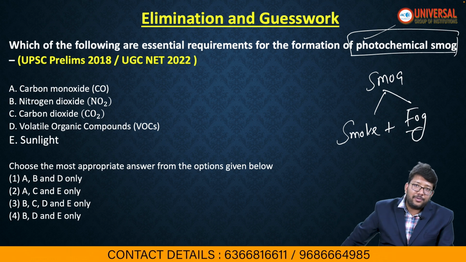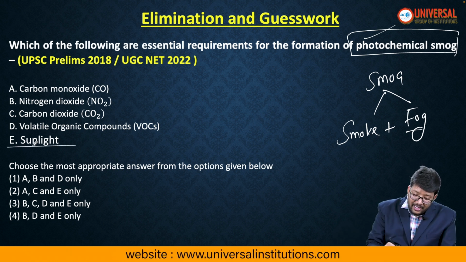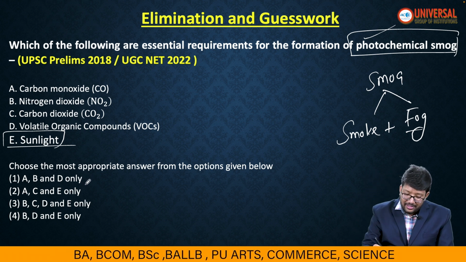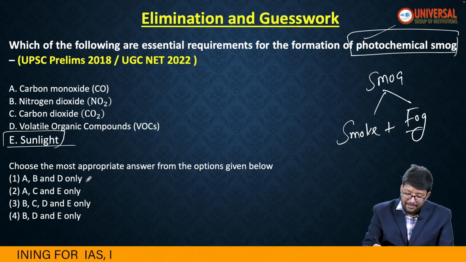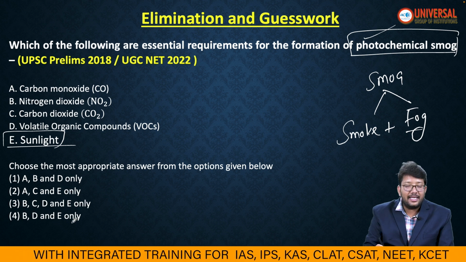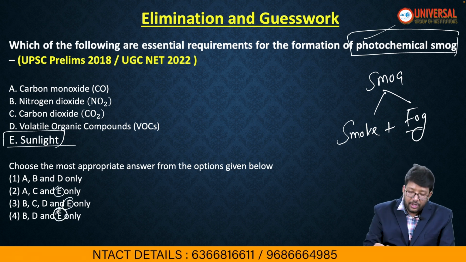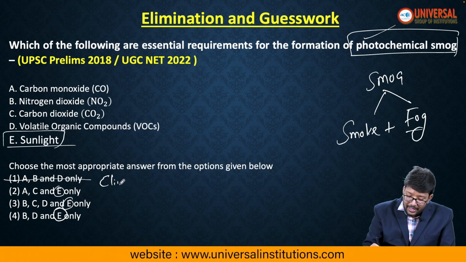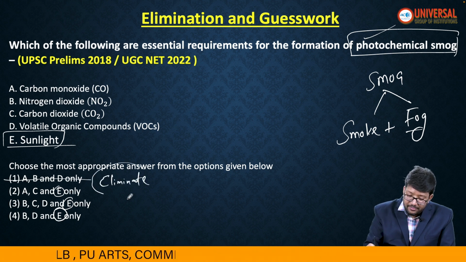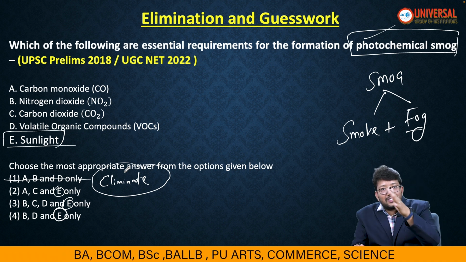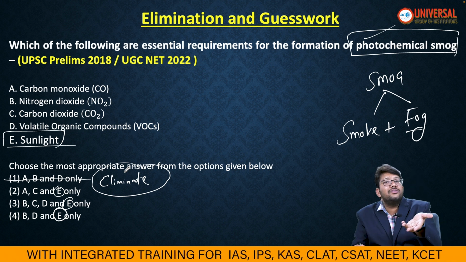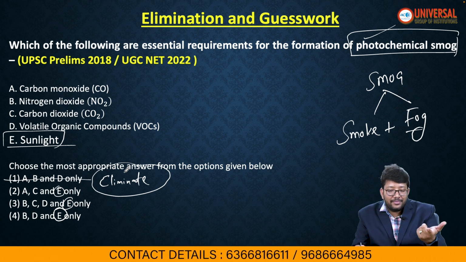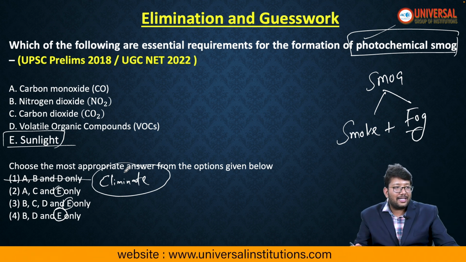So just check out the options. Sunlight is there, meaning E has to be in the answer. So check the options: A, B, D; A, C, E; B, C, D, E; and B, D, E. E is there in all but one. In which option is E not there? In A. So eliminate option A. Earlier it was a 25% probability, now it has increased to 34% because we eliminated one option. Done. Now let's go to the next section.